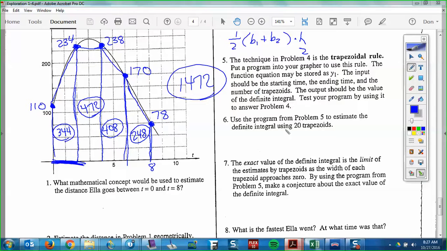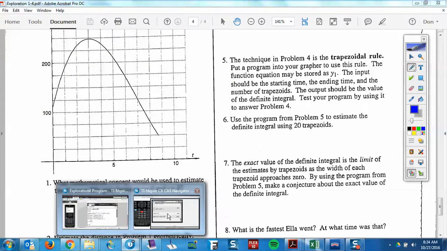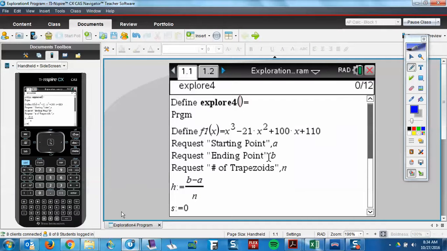It says put a program into your grapher to use this rule. All right, well, I just happen to have written a little program. You computer science geniuses will appreciate this. We got a little program right here, okay? So it's a function, a little bit like Python. I've created this function. I'm going to put this into what I call f1 of x, which it already is. I'm going to do some things here, and there's a little bit of math calculation down here, and away we go.